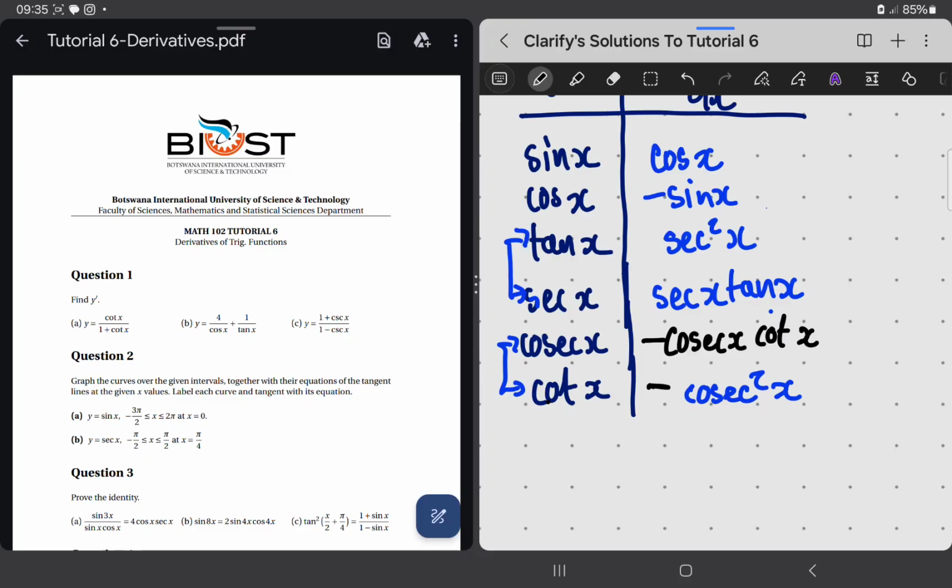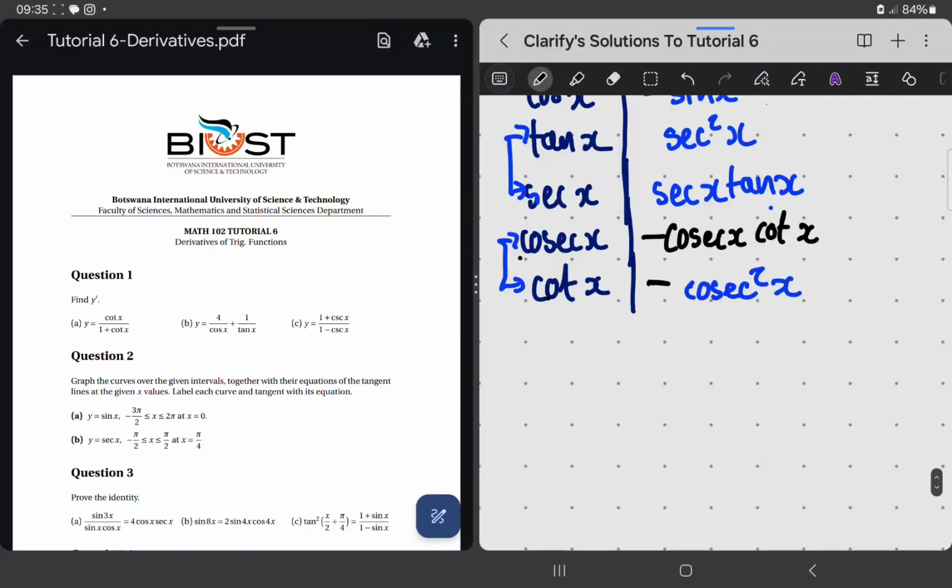This is your common derivatives table. You should write it over and over again. You start with sine, you go to cos, you go to tan, which gives sec squared. Sec will give you sec x tan x. Then cot will give you cosec squared. Then cosec will give you cosec cot. But they should be negative in front. They should be negatives.